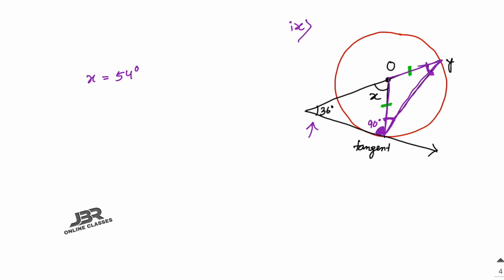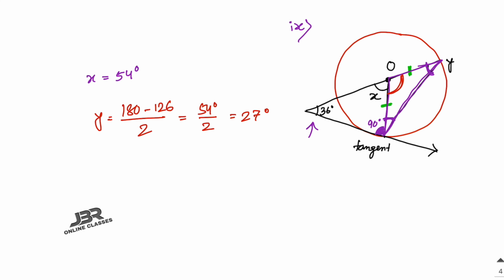So as here x equals 54, that means the red angle will be 180 minus 54, and it's 126. So definitely here y equals 180 minus 126, that means 54 by 2, and it's 27.